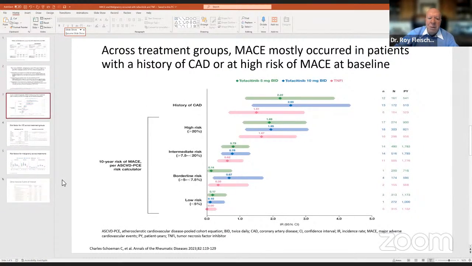But if you had intermediate risk, or you had borderline risk, or you had low risk, the risk really, really decreased. But what's important here to me is that subpopulation, right? But it's not just the JAKs. It's not just TOFA. It's also the TNF. Next.